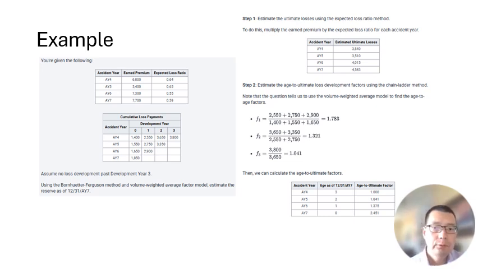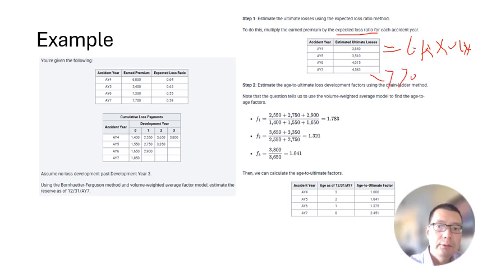So first, using the first table from the left, you can calculate the estimated ultimate loss, which is just using the expected loss ratio for each accident year. So for example, this 3,840 would be 6,000 times 0.64, and this 4,543 would be 7,700 times 0.59.